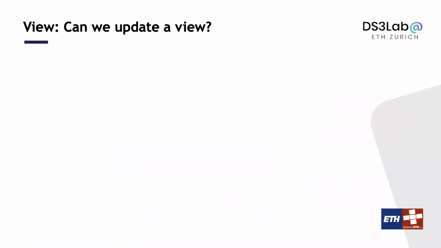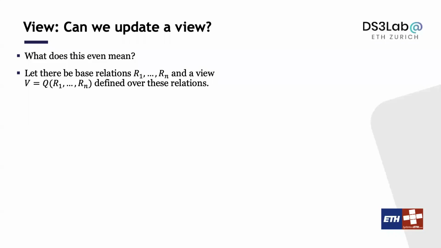So things get a little bit more interesting when you think about, can we update a view? We told you that you can use a view as if it's a table, but you can update a table. Can you update a view? This question is interesting because we need to first understand what we even mean by that, right? A view is a name for a relation, and what do you mean by updating it? So here's one way to define that. Let's say there are a whole bunch of base relations, R1 to Rn, and you have a view defined over them. This view is defined by a query Q that takes as input R1 to Rn and gives you an output relation.